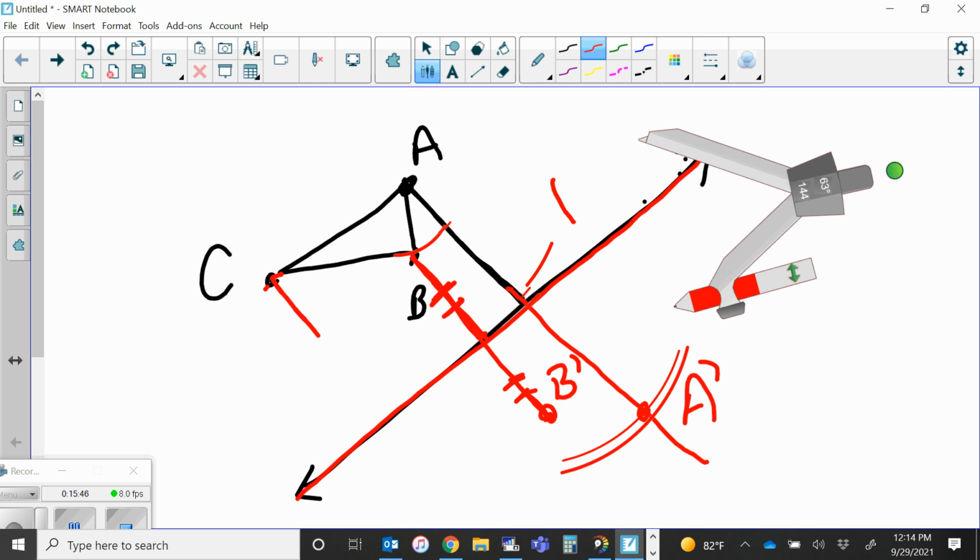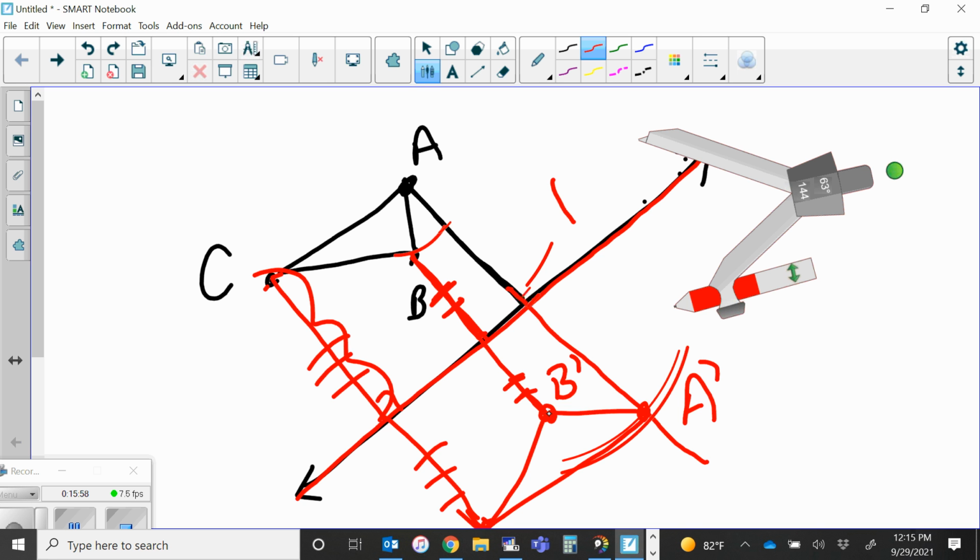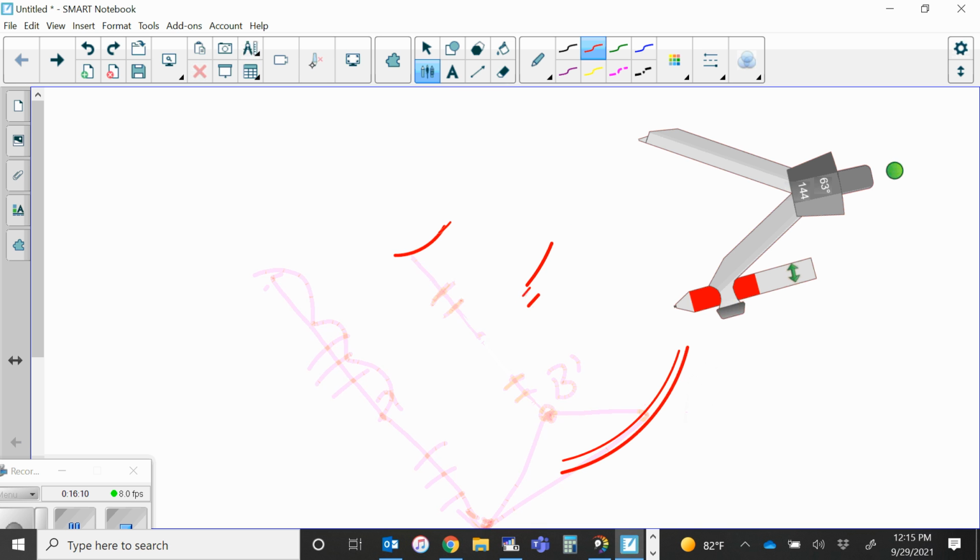Same with C. Draw this, make sure it's perpendicular. Draw it, make sure it's perpendicular over here. Make sure that this length is the same length as this one. Boom. And then connect. And now I've got my reflected triangle. Does the idea or concept of that make sense? Yes or no? All right, try these then.